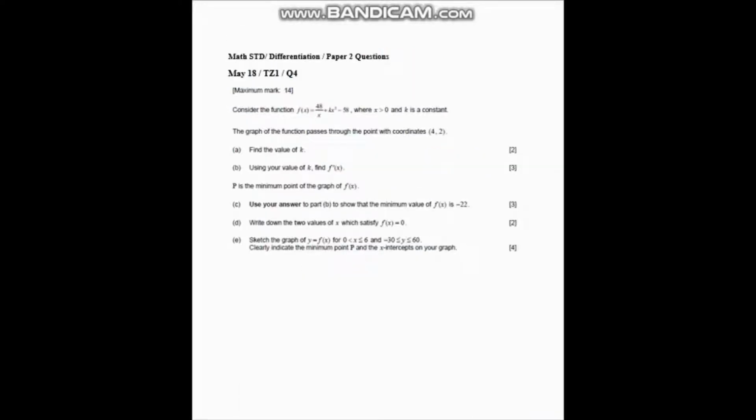Finally, I need to sketch the graph of y equals f of x for this domain and range, which I have used to draw my graph. These are the values I've set on my window anyway. I need to indicate the minimum point and the x-intercepts, which I've already found in C and D. I just need to indicate those on the graph.